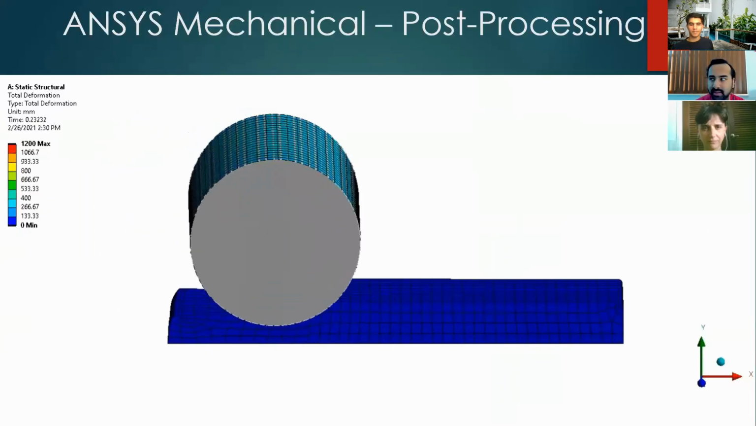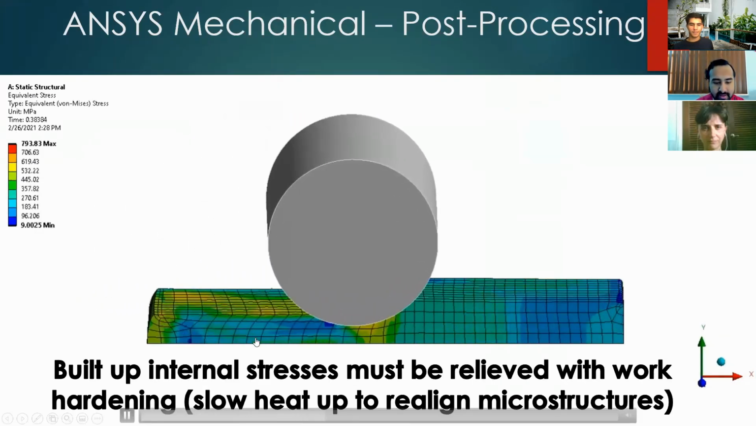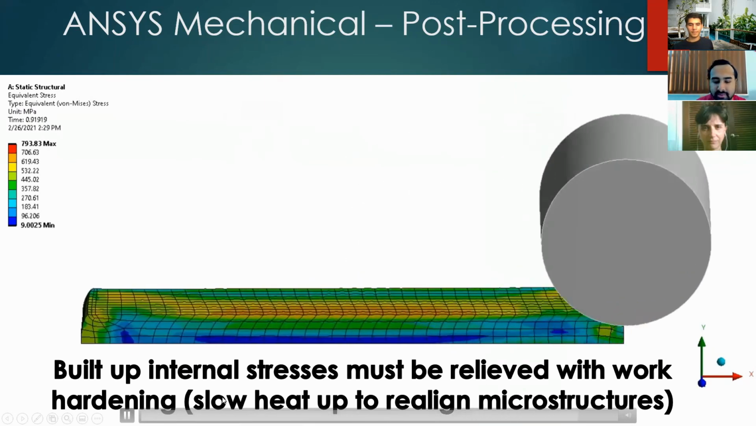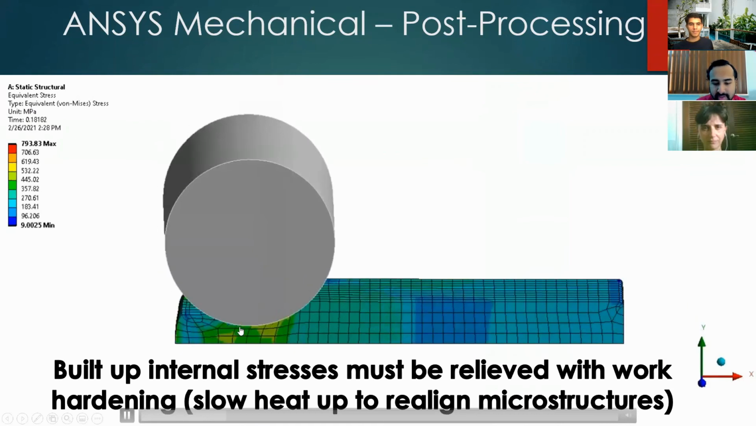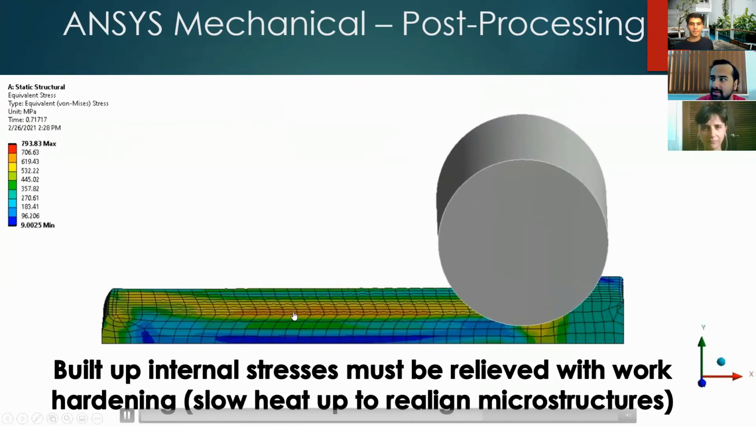So I already showed you the deformations. And you can see that the internal stresses that we got would have to be relieved with work hardening. And what that means is you deal with a slow heat up of your metal to realign the microstructures and get rid of those internal built-in stresses. So that's something you would have to do.